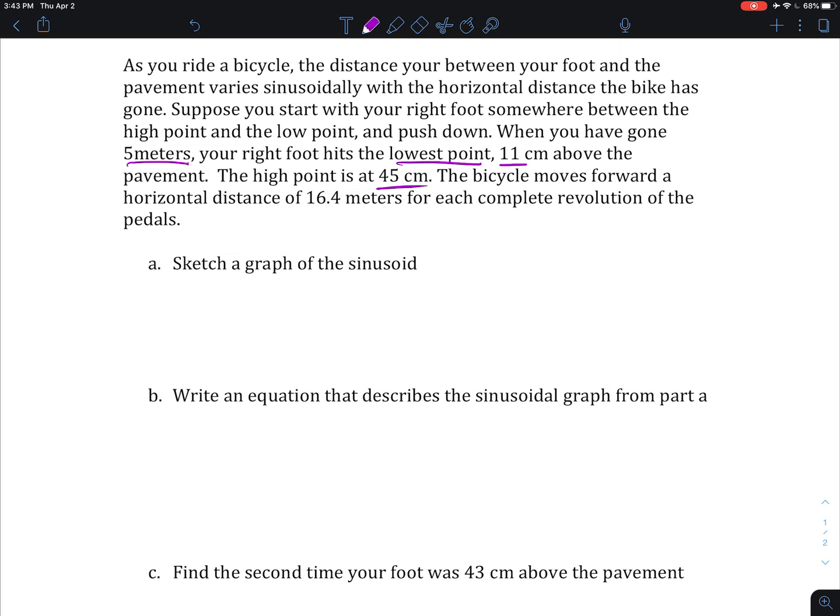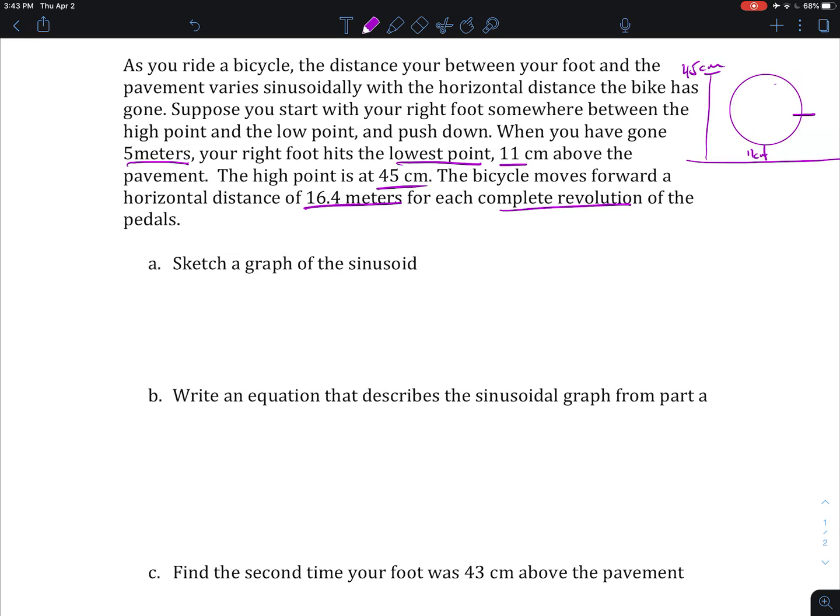Okay. We've got that, and the bike moves forward on the horizontal distance of that 16.4 meters to complete a revolution. So in a sense, that's our period. So let's get a little bit better picture here. And yeah, it does all the things I want it to do. That's great. Let's see. This is 11 centimeters, if that's the ground. The distance to the top there is 45 centimeters.